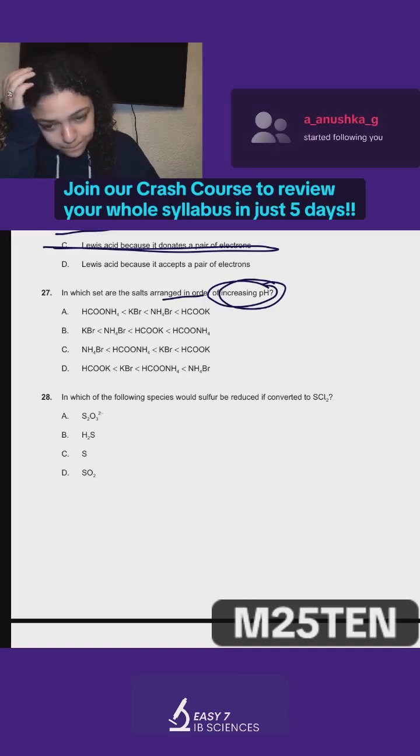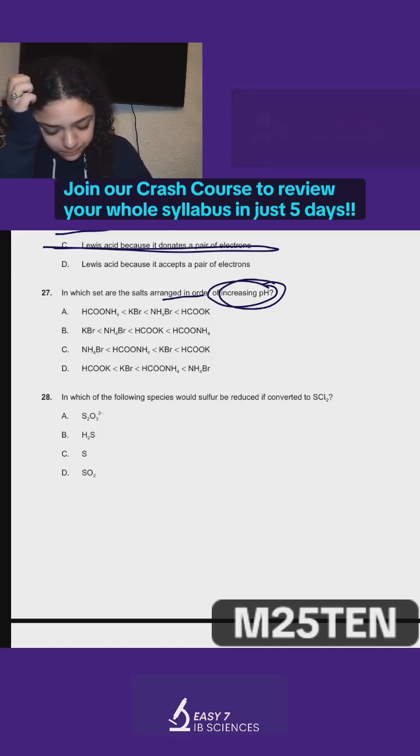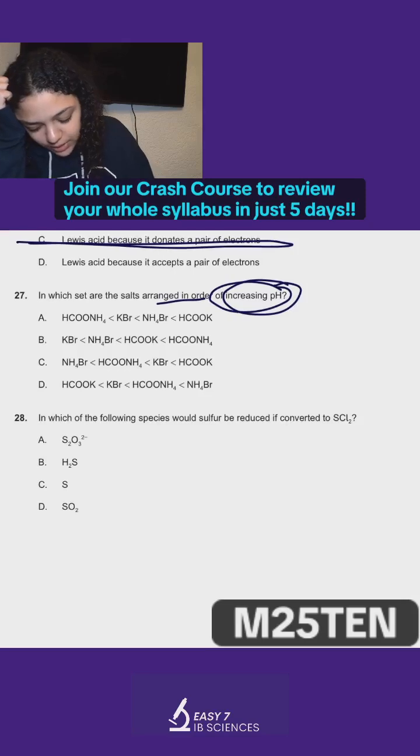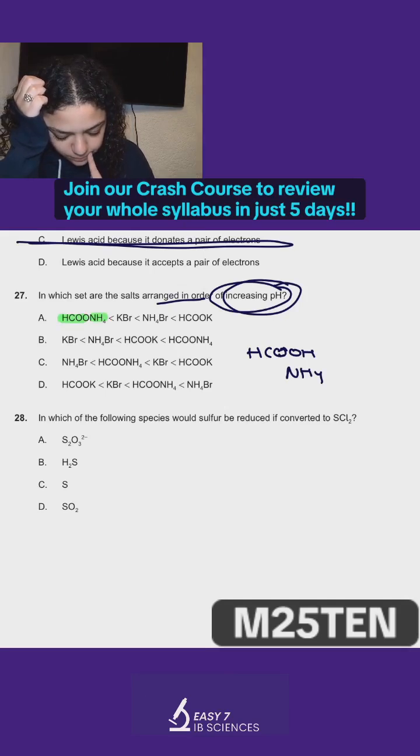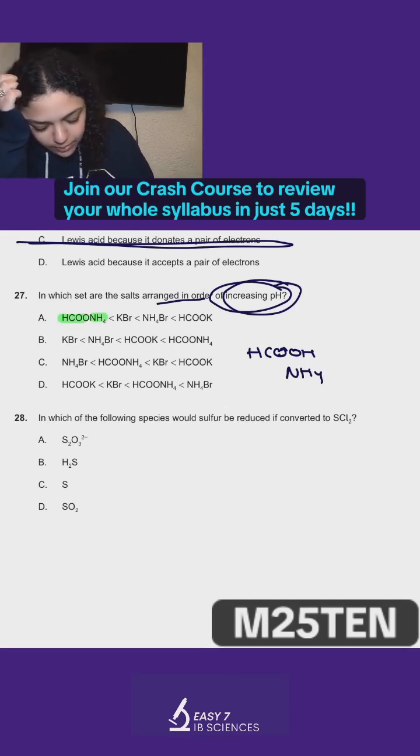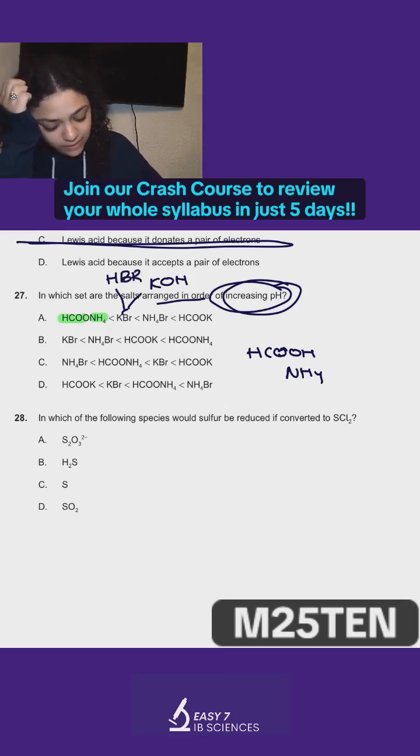What are you guys thinking for this one? So here I'm getting ethanoic acid with ammonia. How do I know that? I'm just splitting up the acid and the base. What about here? Here I have potassium hydroxide and HBr, which are both very, very strong. So this should be roughly around 7.